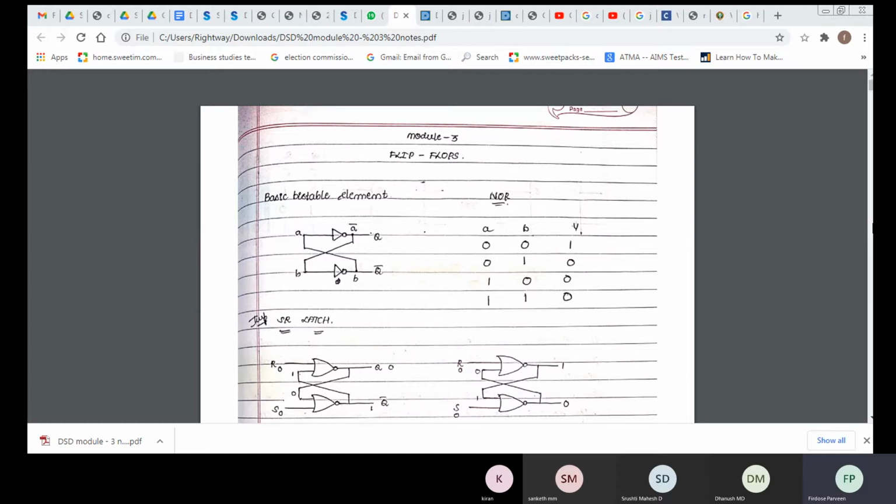Coming to the basic bistable element. A circuit which can indefinitely store 1 or 0 is called a basic bistable element. Let us assume that the power is switched on and suppose A bar is equal to 0. Then Q is equal to 0, and B is equal to 0. Since this is 0, B bar will be equal to 1, that is, Q bar will be equal to 1. Again, when Q bar is equal to 1, this will be 1 and this will be 0. That means Q remains in the 0 state itself and Q bar remains in the 1 state itself.